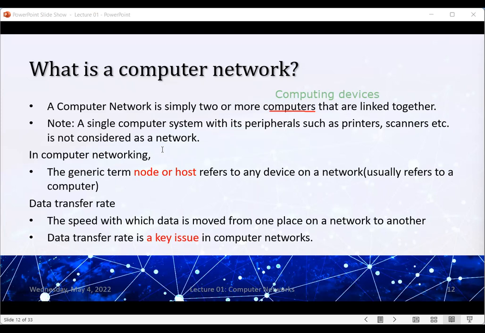Now let's see, in computer networking, to identify the computing devices, we use a term as node.